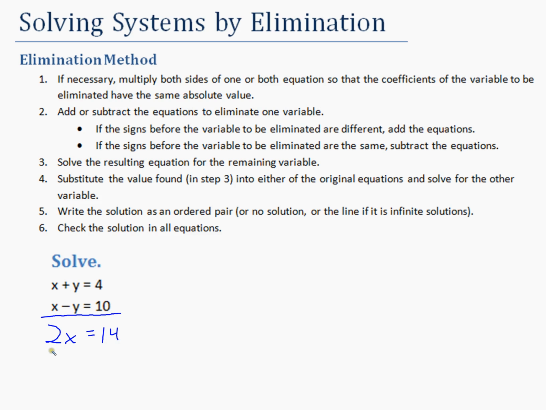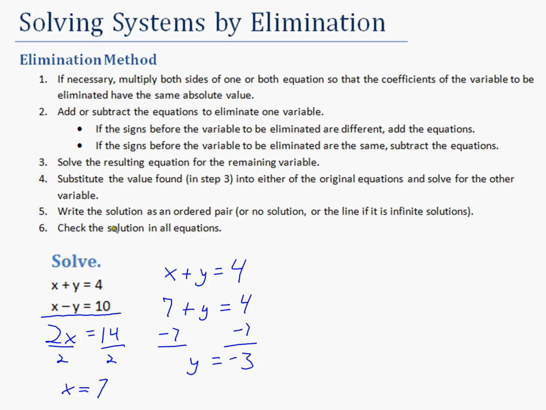And then to solve, so now we're here, solve the resulting equation for the remaining variable. So we're dividing both sides by 2. And we get x is equal to 7. So that was really easy to find the x value. We are not finished yet because we need to find the y value. So substitute the value found, so x equals 7, into either of the original equations and solve for the other variable. I think this one looks easy to work with. It doesn't matter which equation, but we're going to take x plus y equals 4. Instead of putting x here, we can substitute in and put 7 plus y equals 4. We'll subtract 7 from both sides. And we get y equals negative 3.